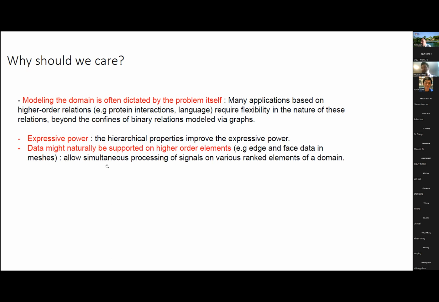this work as well, allow simultaneous processing of signals on various ranks of elements of the domain. So if you have, let's say, data on the vertices for the mesh and on the edges and on the faces, then you cannot use graph-based models, for instance. In that case, you need to go for higher order things.